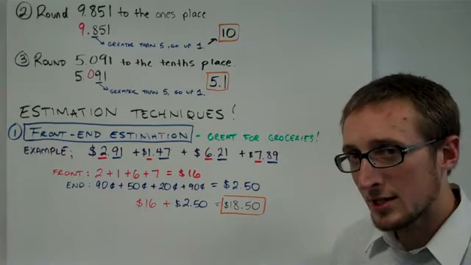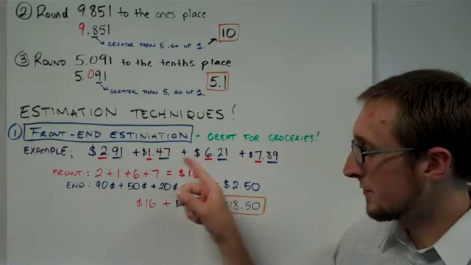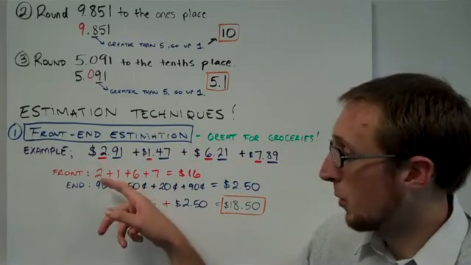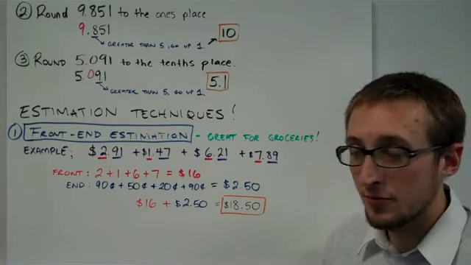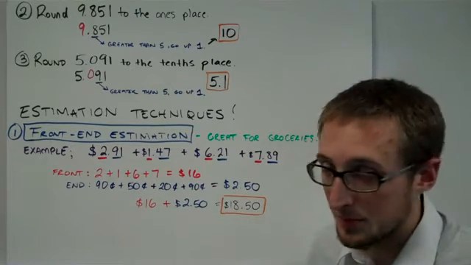What we do in front-end estimation is we take the value that's in the front of each one of these numbers. So basically all the values in the ones place: 2, 1, 6, and 7. And we add those up first. 2 plus 1 plus 6 plus 7 is $16.